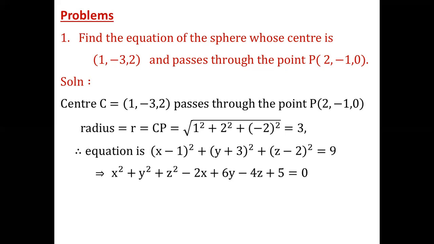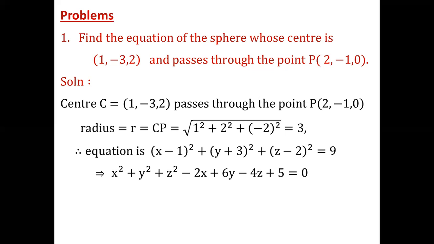So use the distance formula. CP, that is the radius, equals root of (2 minus 1) whole square plus (-1 minus -3) whole square plus (0 minus 2) whole square. So you are going to get the radius of the required sphere as 3.